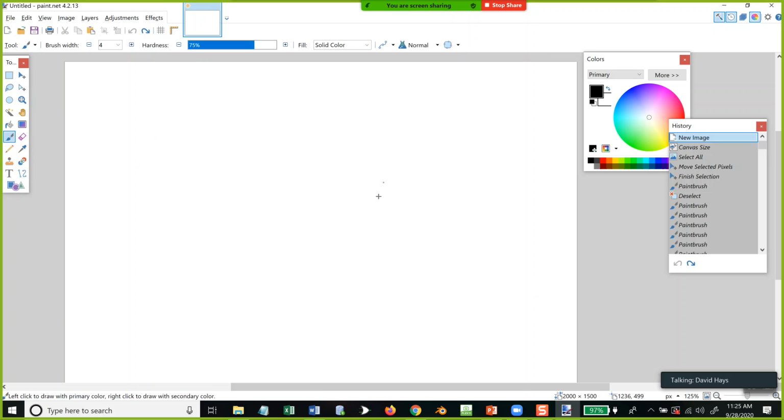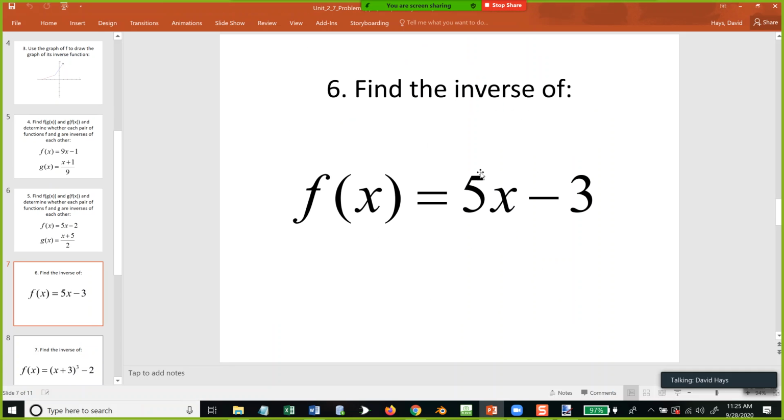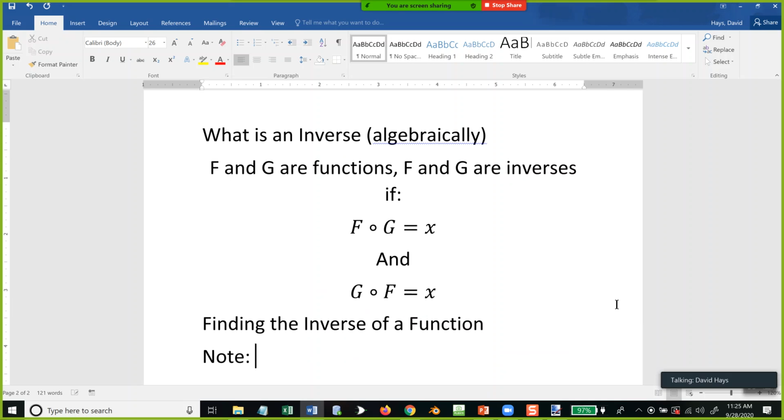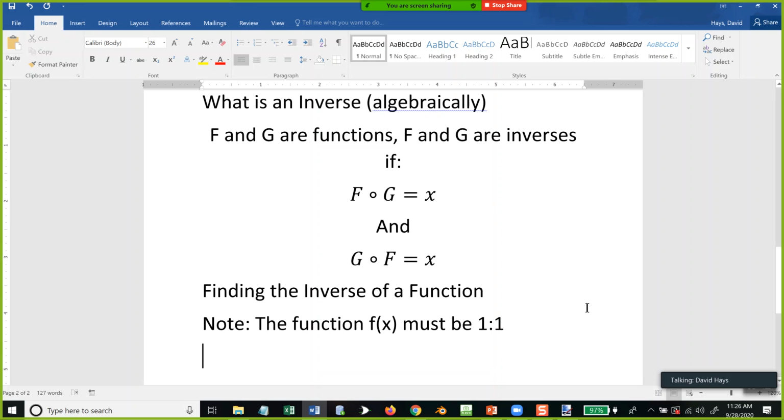Now these next problems ask you to find the inverse. So you're given a function, and then it says find the inverse. Finding the inverse of a function. Note the function f of x must be 1-to-1. If it's not 1-to-1, it doesn't have an inverse, you shouldn't even be working the problem.